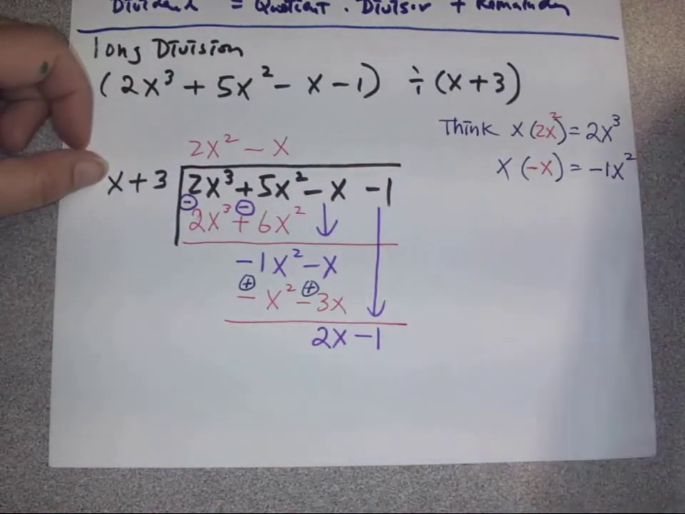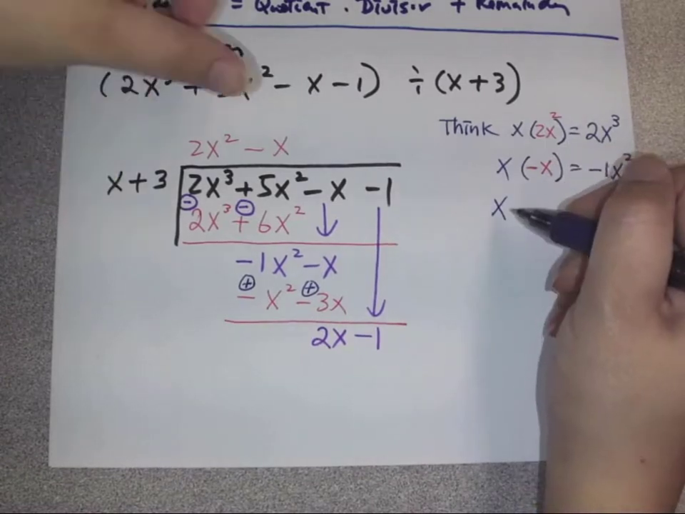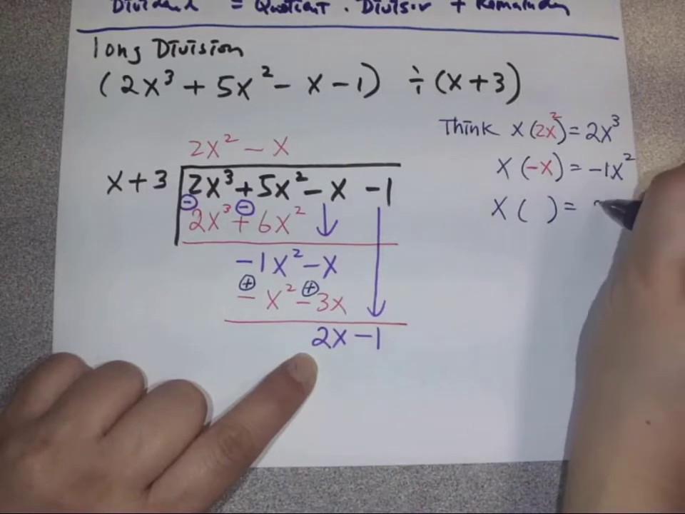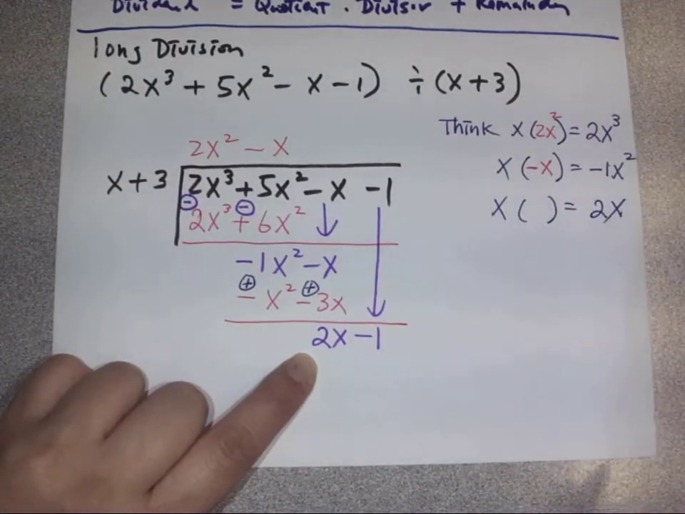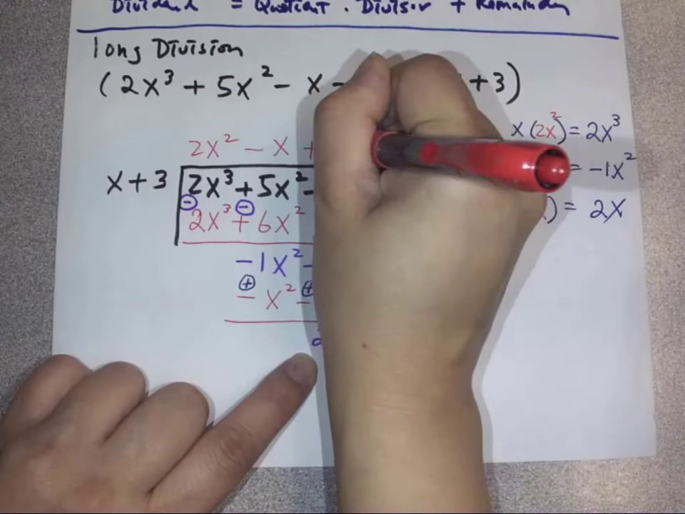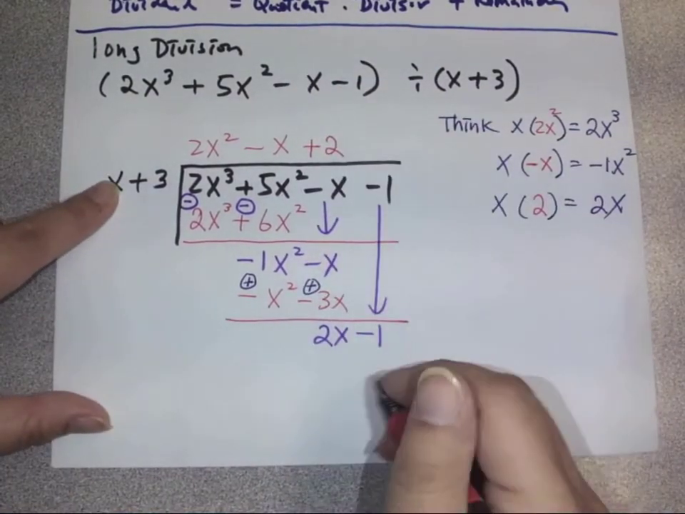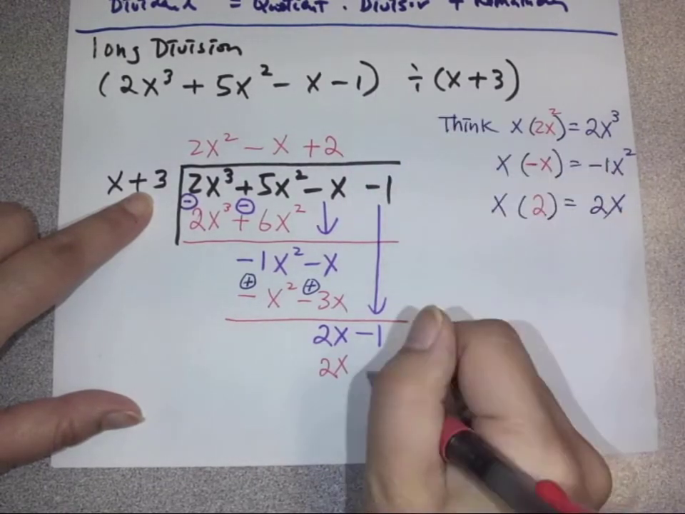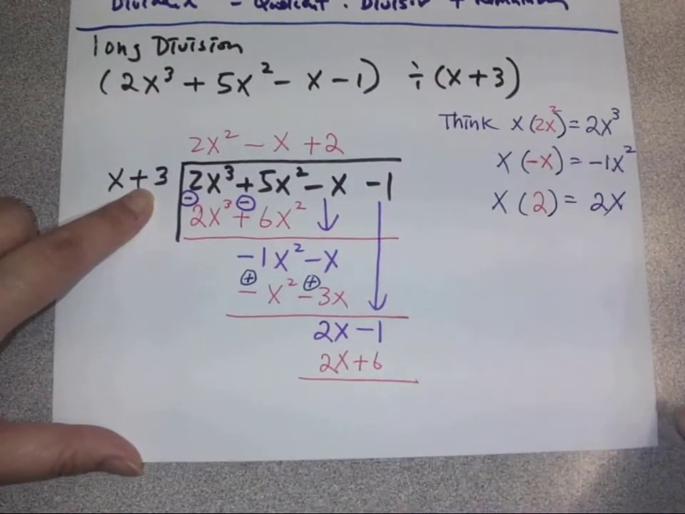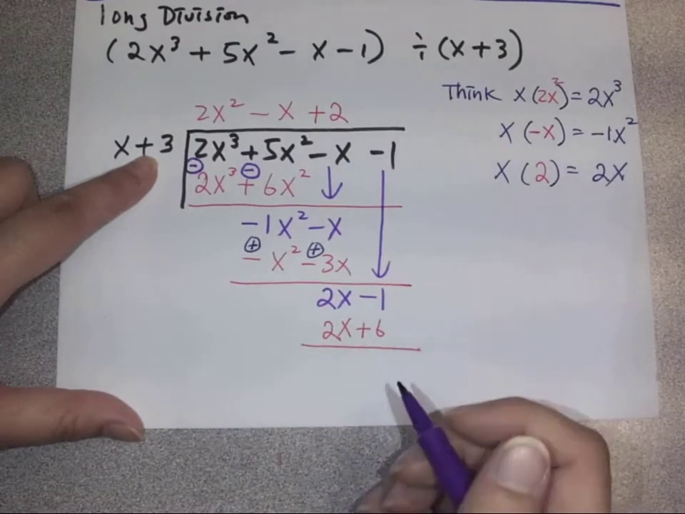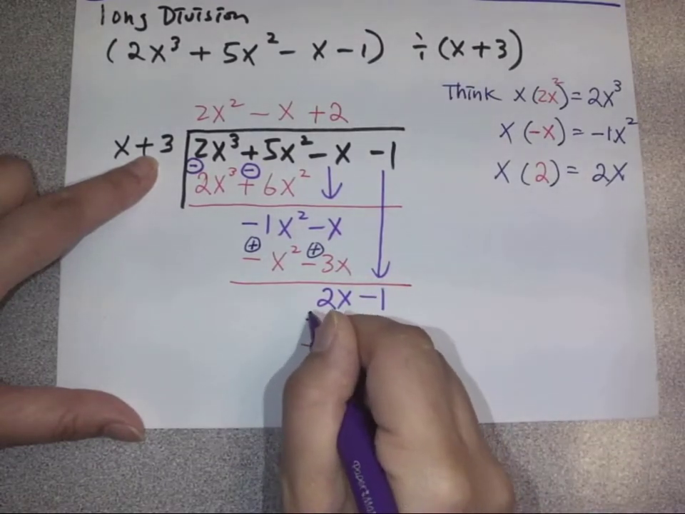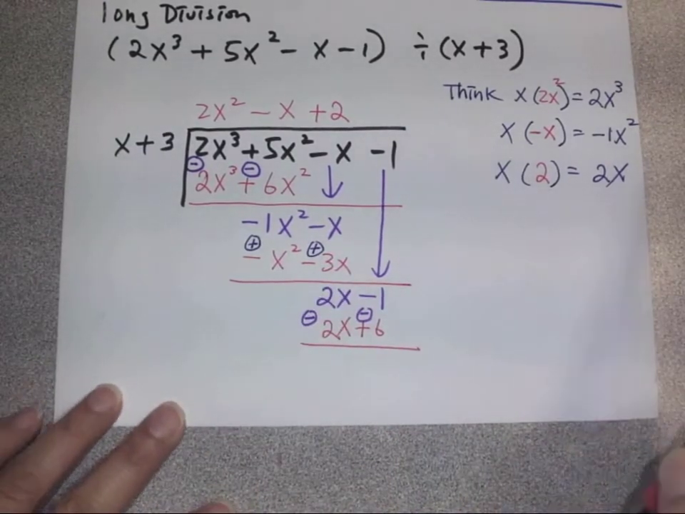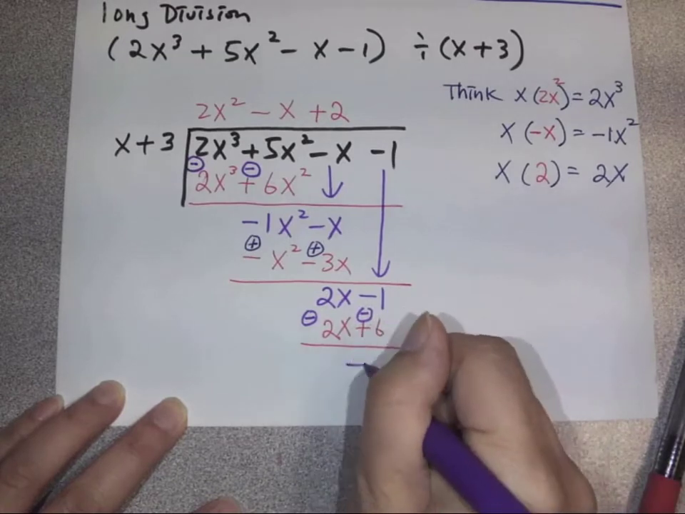And I'm thinking the next step is my x here multiplies something on top, equal to this 2x, right? What would that be? Just a 2. So add a 2 here. x times 2 is 2x. And then 3 times 2 is 6. So don't forget, even though this is the very last step, to change the sign. So 2x is gone. Negative 1 minus 6 is negative 7.